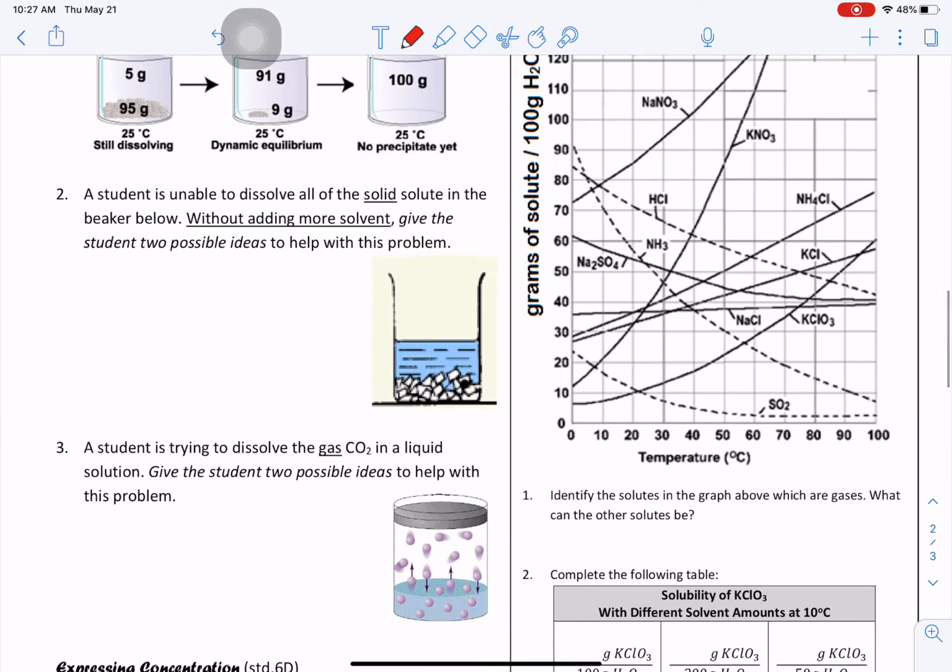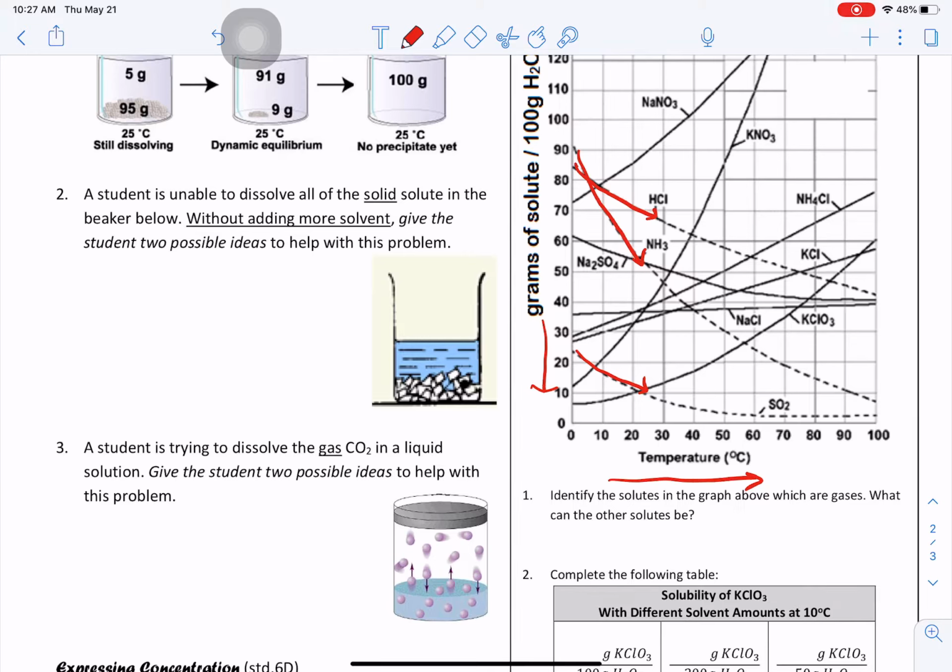Number one, it says identify the solutes in the graph above which are gases. What can the other solutes be? The gases are the ones that are decreasing. Why are those gases? I'll put arrows so you can see. Those are gases because as we increase temperature, the solubility decreases.